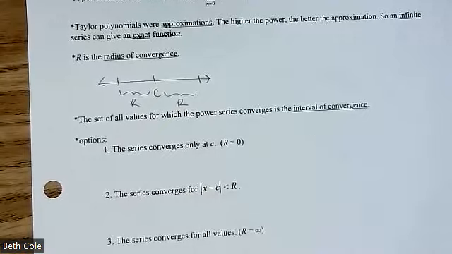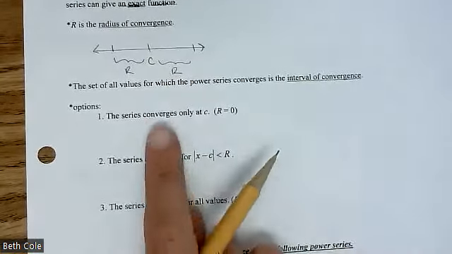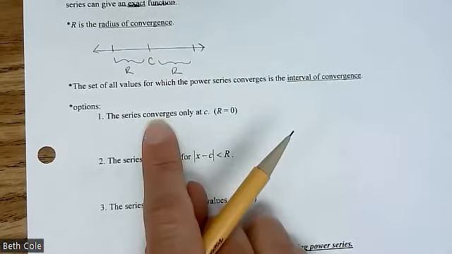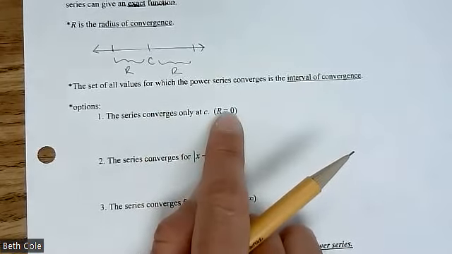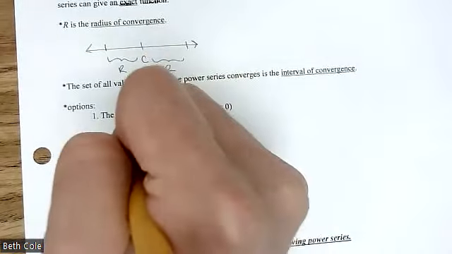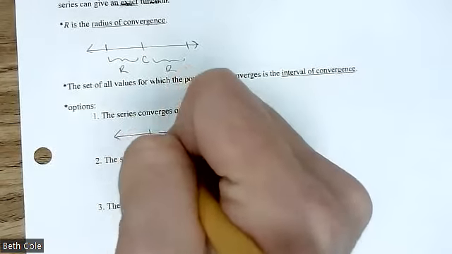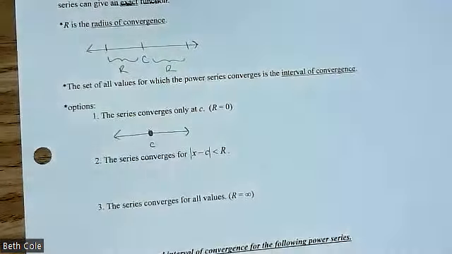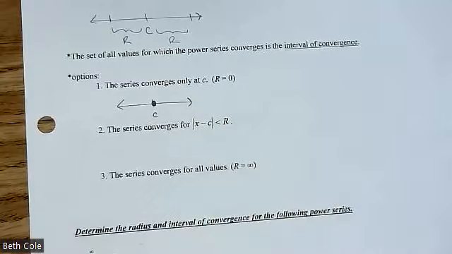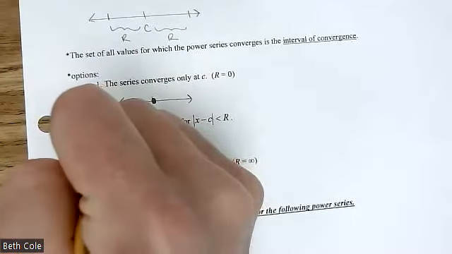So here's the options. Here's the different ways that it can turn out. You might not be able to get anywhere. Your radius might be 0. It might only converge at C. That would be like this. Like literally all you get is C. It's very picky. It will only converge for that value where it's centered. You can't go anywhere. Or you might have some radius of convergence that's an actual positive number.